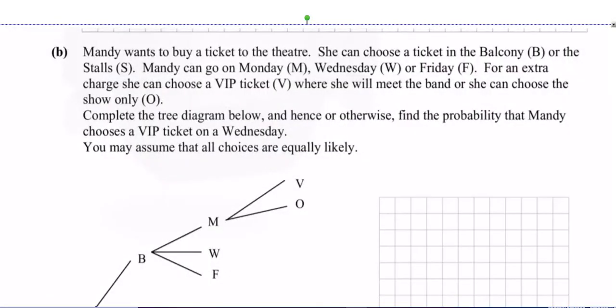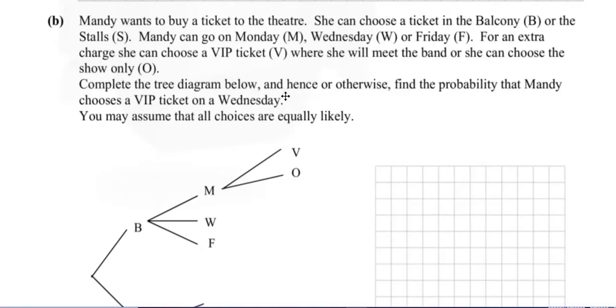Okay, Mandy wants to buy a ticket for a theatre and she can only choose a ticket in the balcony or stalls. Mandy can go on a Monday or Wednesday or Friday, and for an extra charge she can choose a VIP ticket where she'll meet the band, or she can choose the show only. Complete the tree diagram below, hence or otherwise find the probability that Mandy chooses a VIP ticket on Wednesday. You may assume choices are equally likely.